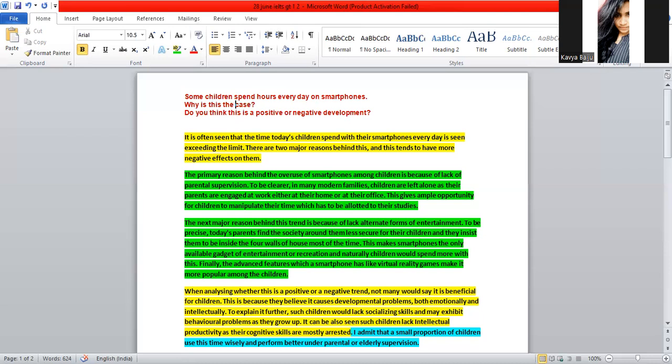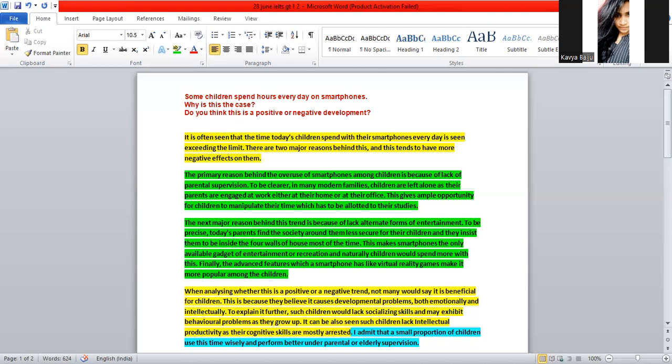It means they are spending excess time in front of smartphones, a considerable proportion of their time. It's not 1 hour or 1.5 hours, it exceeds that time. So this is something which is alarming people, and they're asking why children do so, and whether this is a positive or a negative development.